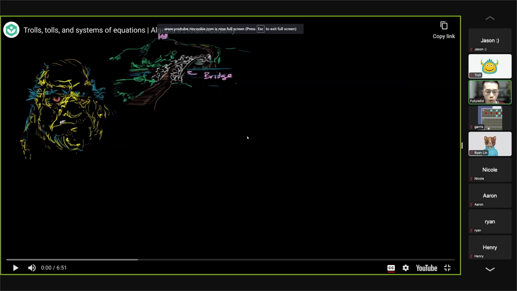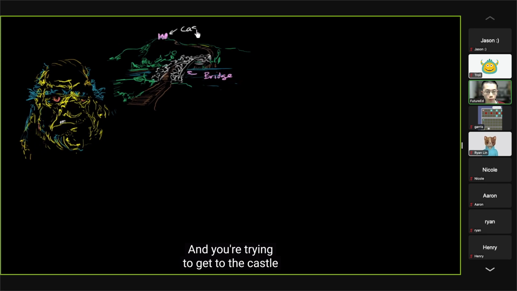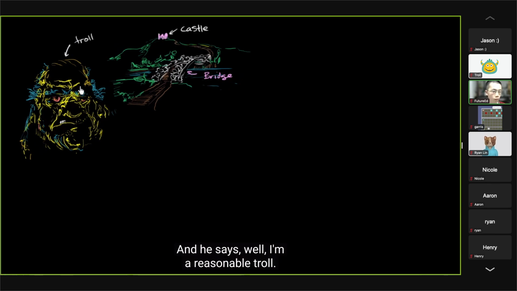Let's watch. Enjoy. You're traveling in some type of strange fantasy land, and you're trying to get to the castle up here to save the princess or the prince or whomever you are trying to save. But to get there, you have to cross this river. You can't swim across it. It's a very rough river, so you have to cross this bridge. And as you approach the bridge, this troll shows up. That's the troll. And he says, well, I'm a reasonable troll.